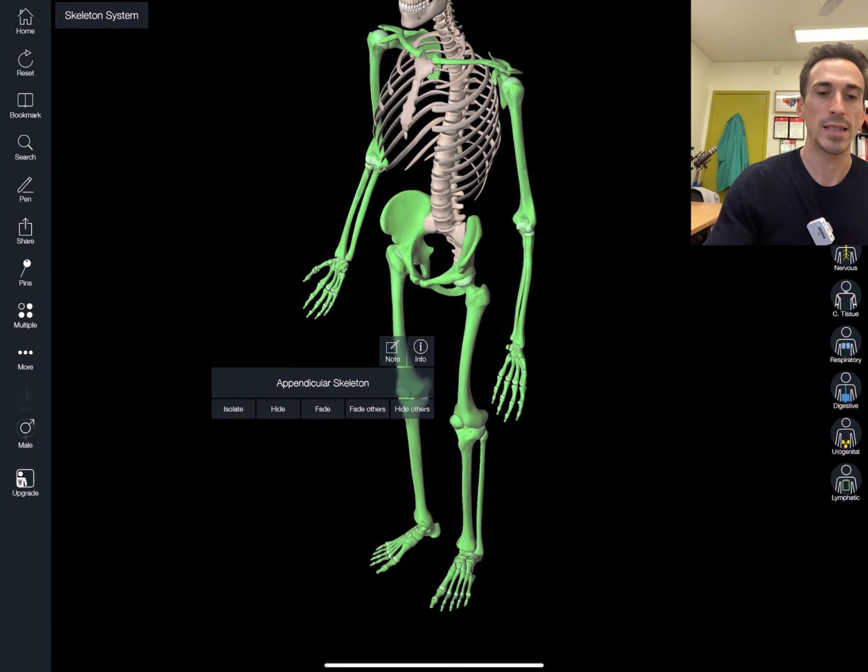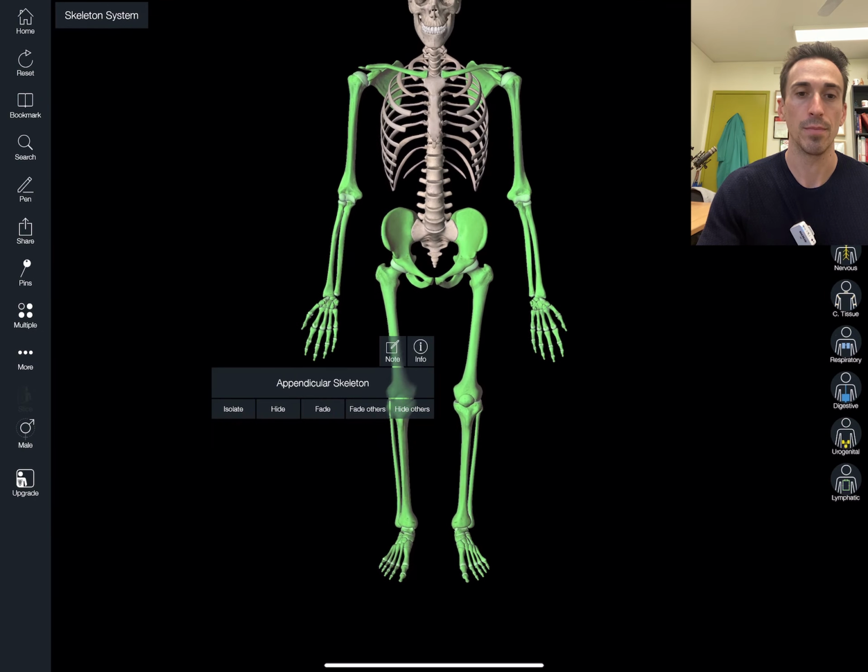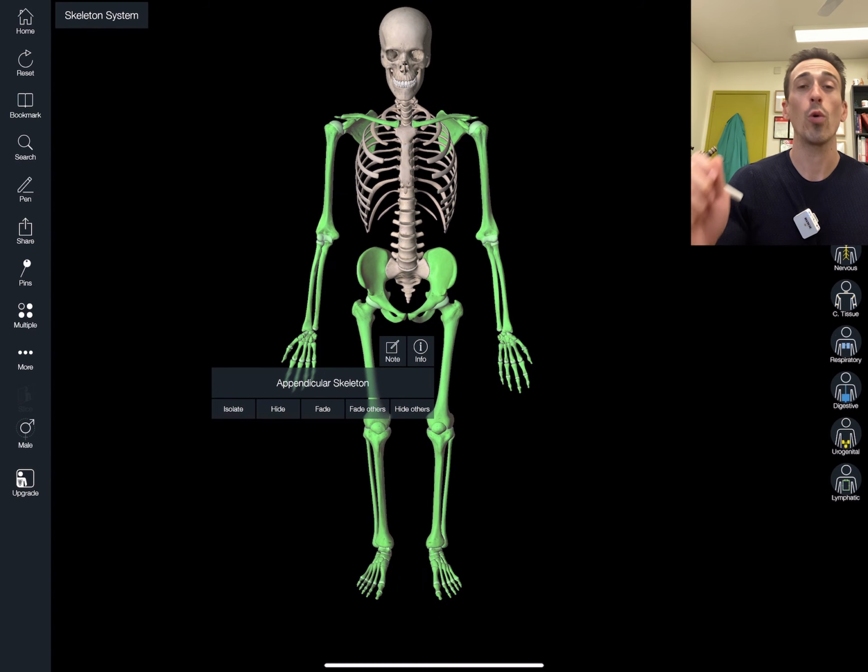And there we go. That's the appendicular skeleton. So now what we've gone through are all the bones, their location, some of their functions of the bones list.